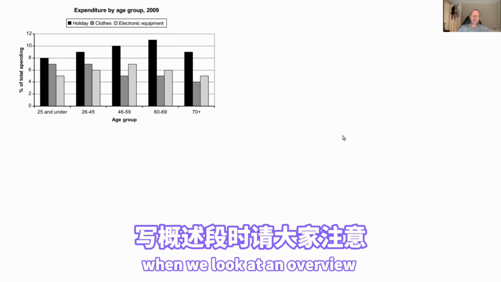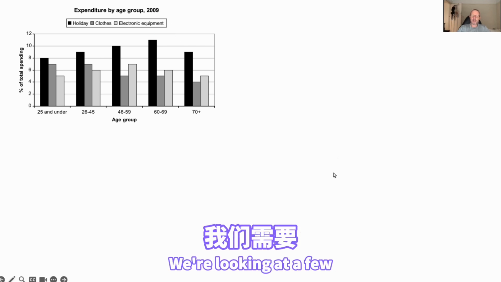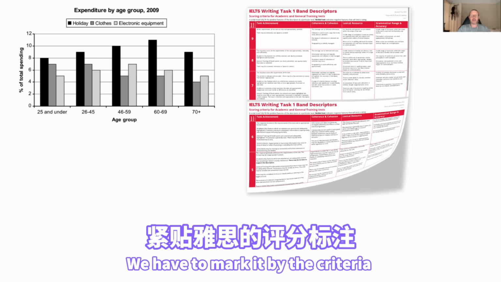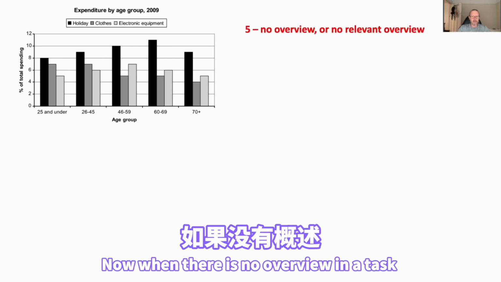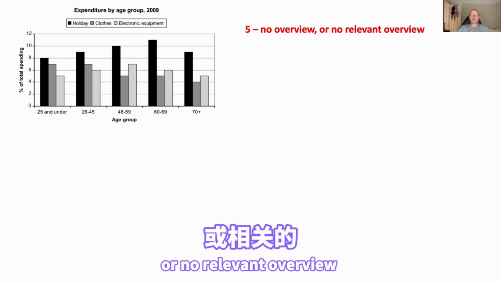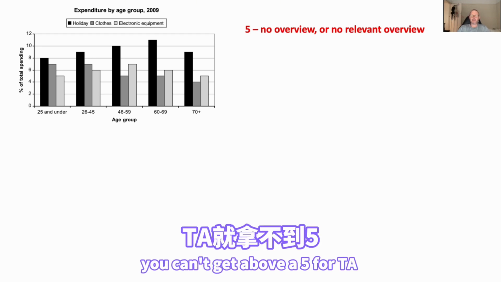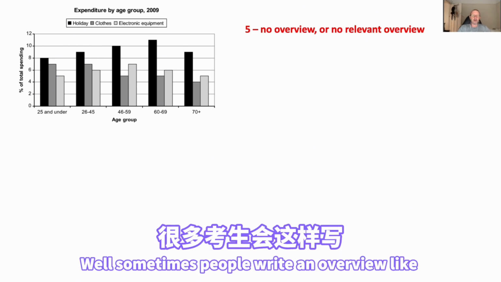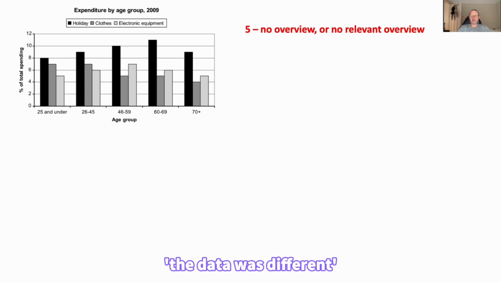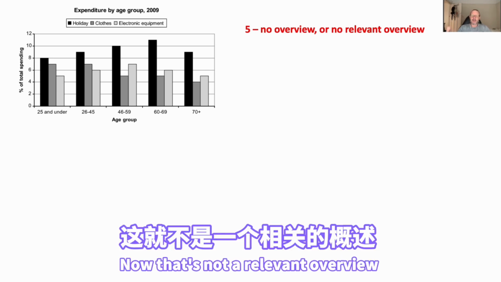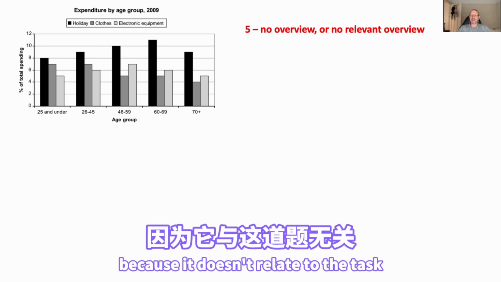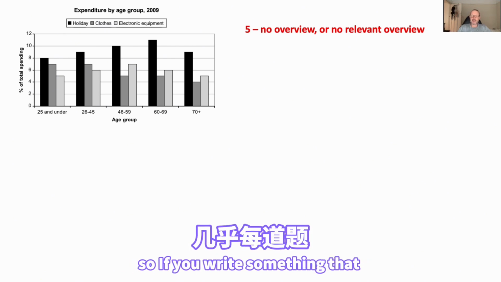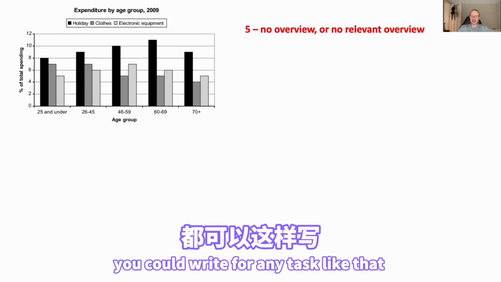So remember, when we look at an overview, we have to mark it by the criteria. Now, when there is no overview in a task or no relevant overview, you can't get above a 5 for task achievement. What does it mean when we say no relevant overview? Well, sometimes people write an overview like the data was different, or the data changed, or the figures changed a lot. Now, that's not a relevant overview because it doesn't relate to the task. So if you write something that you could write for any task like that, it's a 5.